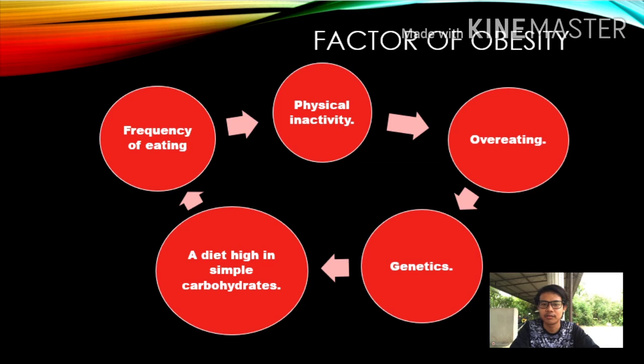Okay, next are the factors of obesity. First is physical inactivity. Sedentary people burn fewer calories than people who are active. Next is overeating. Overeating leads to weight gain, especially if the diet is high in fat. Food high in fat or sugar, for example fast food, fried food, and sweets, all has high energy density, meaning a lot of calories in a small amount of food.